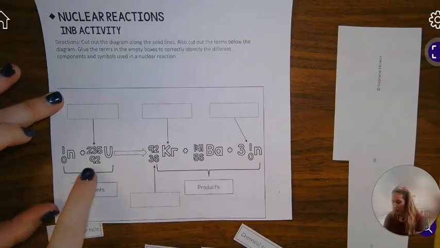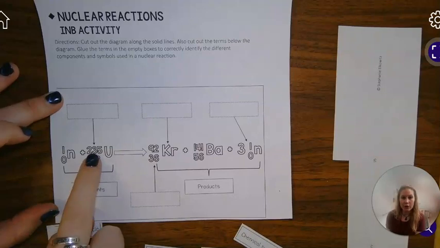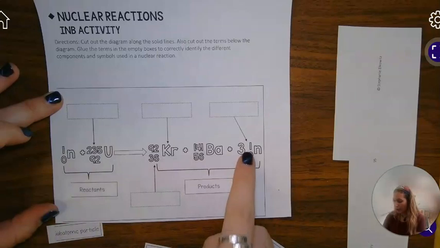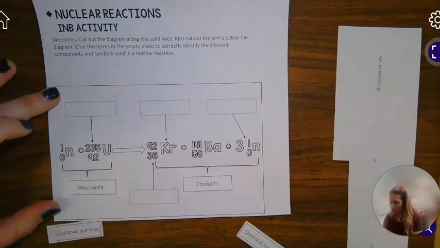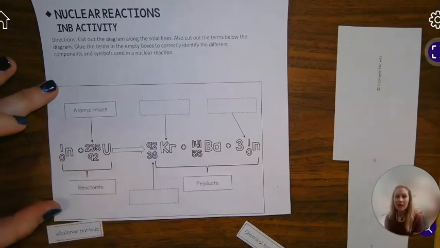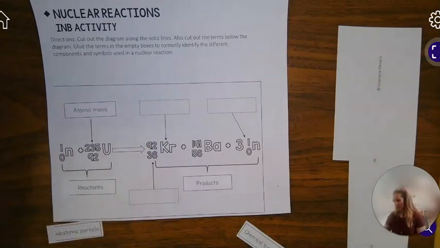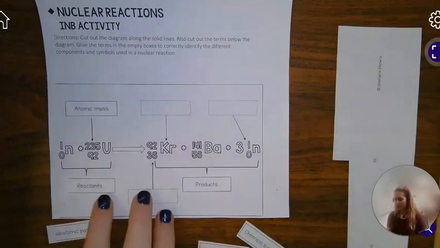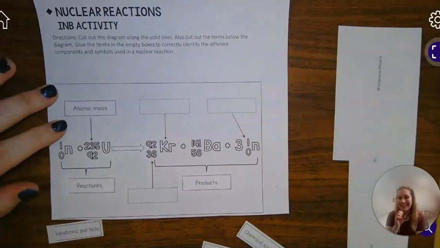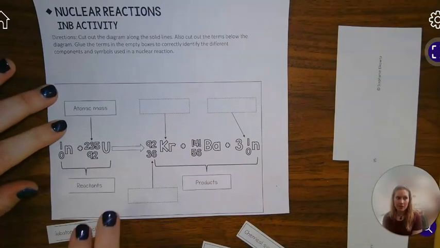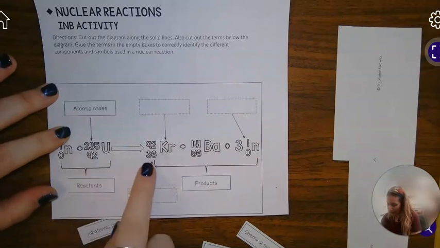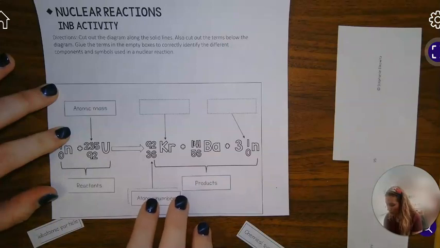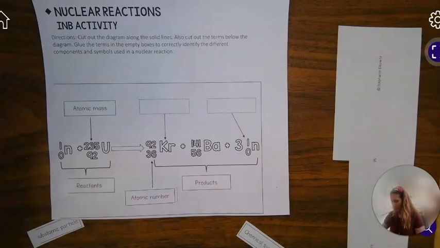Now the number up top right here, like for uranium, we have 235, 92, 141. These are all referring to the atomic mass of that element. So I'm going to take this down. Remember your atomic mass: protons and neutrons. And the number below it, 36, 92, 56, these are all referring to your atomic number. Take this one down.